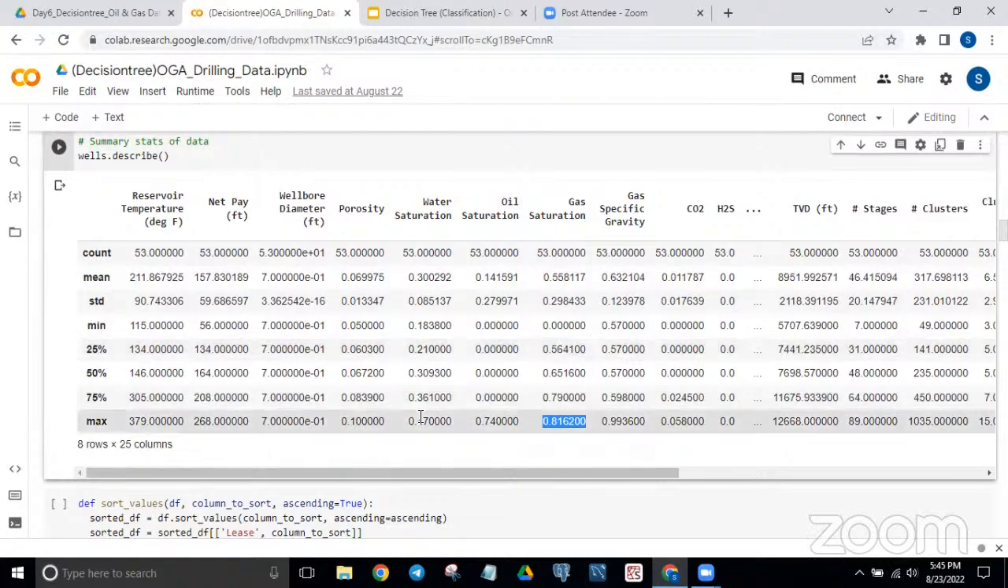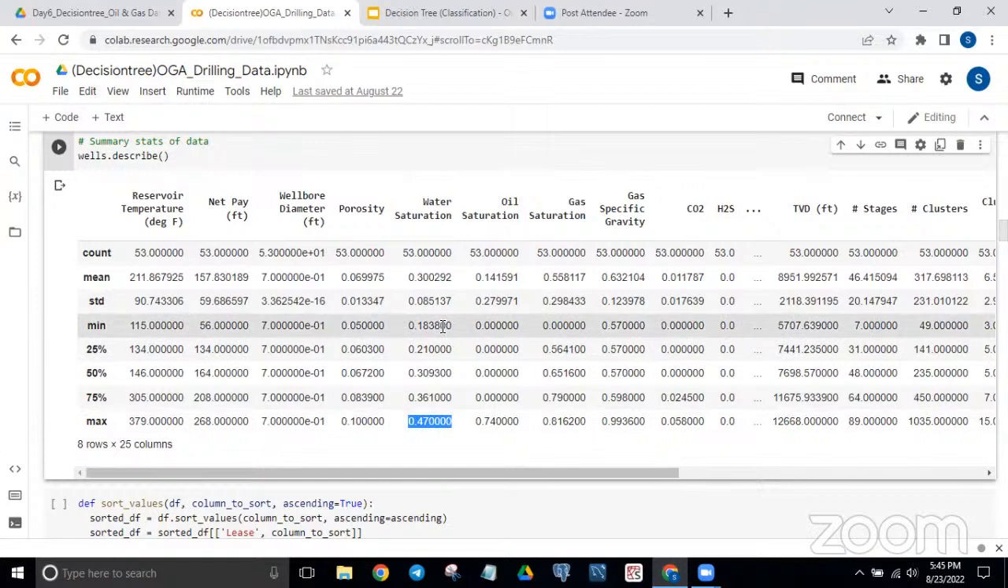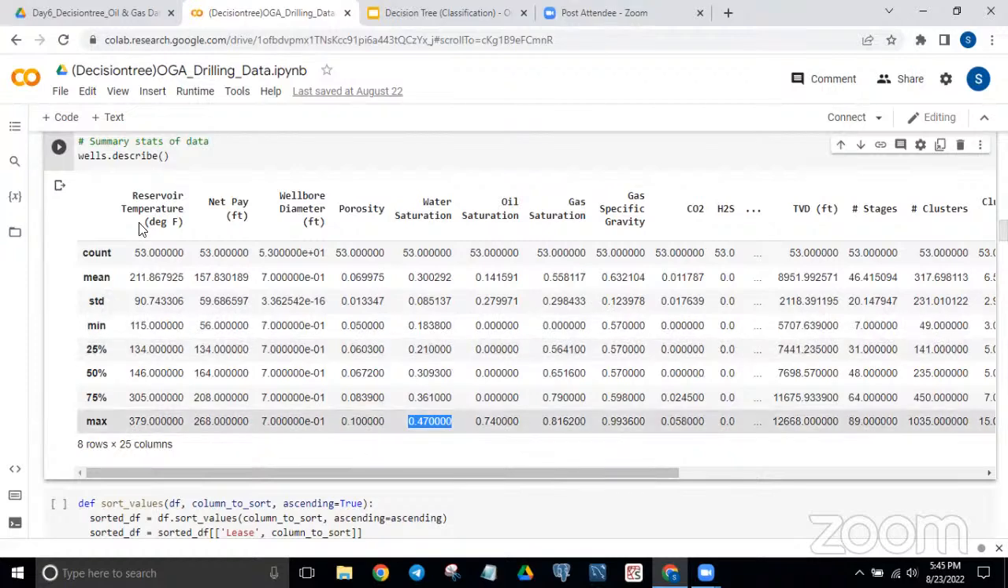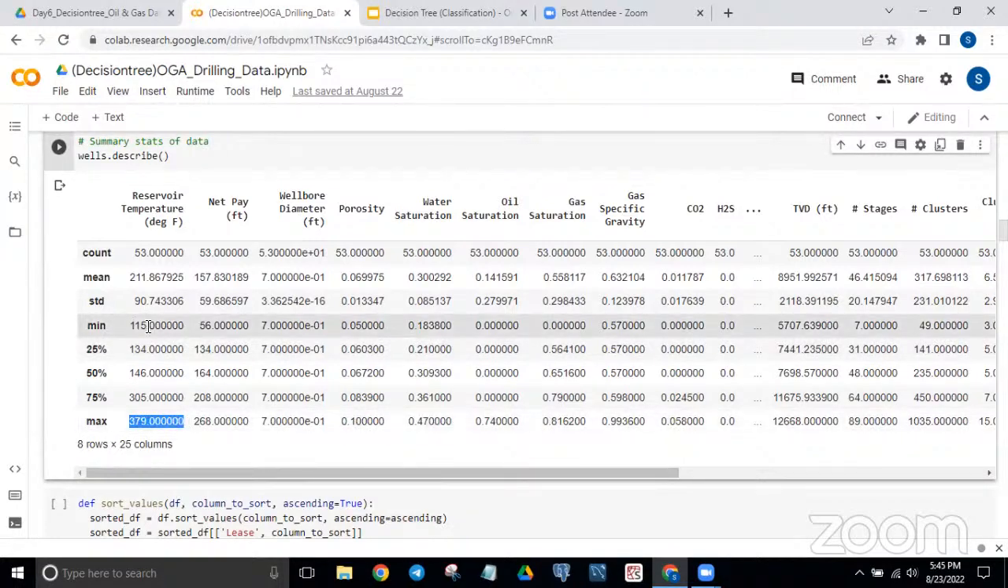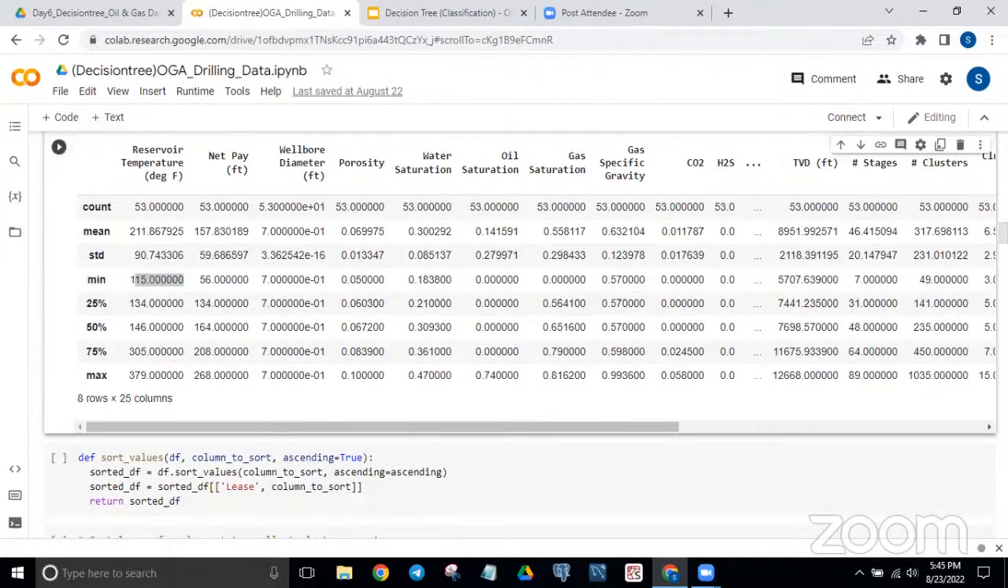Okay, but the values change. When it comes to water saturation, we can see the maximum value is 0.47 and the minimum value is 0.18. So the difference between the mean and the range values we can also notice here, as well as standard deviation values. All these different data we can take. And when it comes to reservoir temperature in Fahrenheit, we can see the maximum temperature is 379 and the minimum temperature is 115 here. So these are the factors that are very important.